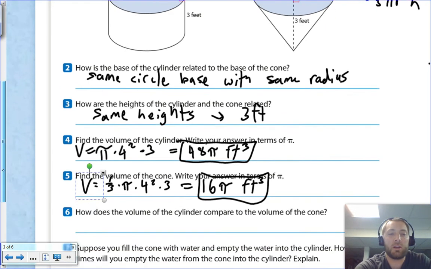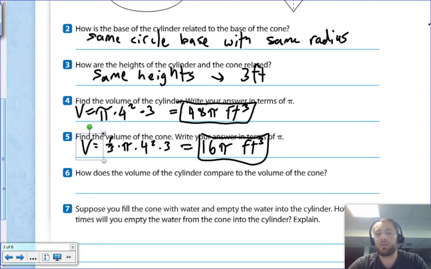Number 6, now looking at those things, it says, how does the volume of the cylinder compare to the volume of the cone? Well, the cylinder is bigger, and it's just 3 times bigger.